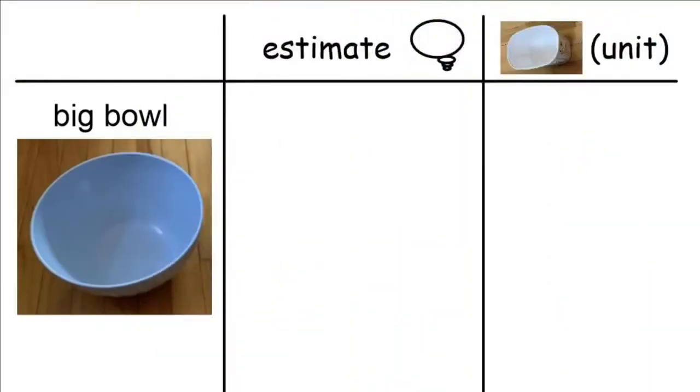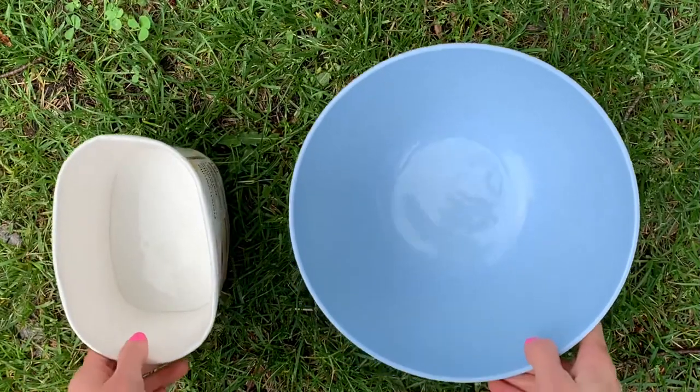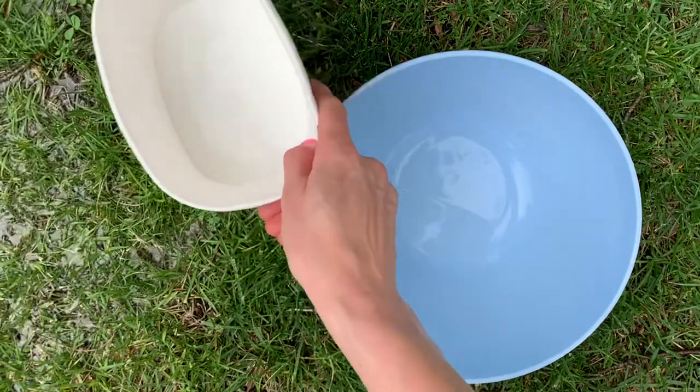Remember our measurement charts? I set one up here, and the thing we're measuring today is the big bowl. And I already made my estimate. I guessed that it will be 10 of that medium-sized container to fill out my bowl. Let's go find out. Now let's see. So here's my small one. I'm doing this outside so I don't make a mess inside.